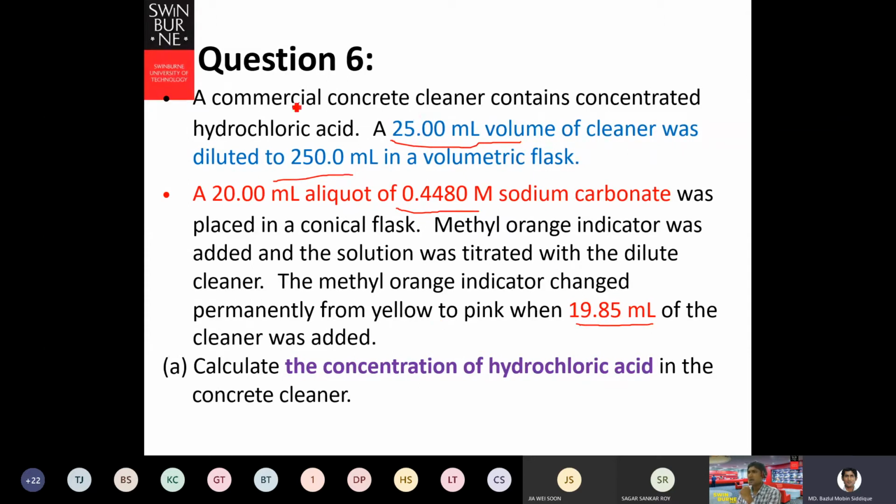From here, 25 milliliter to 250 milliliter, the dilution factor is already 10 times. The dilution is 10 times diluted. From 25, I made it to 250 milliliter. That means I diluted it 10 times. And here, 20 milliliter of this molar concentration of sodium carbonate means I can already find out how many moles I have in the 20 milliliter aliquot of this, right?